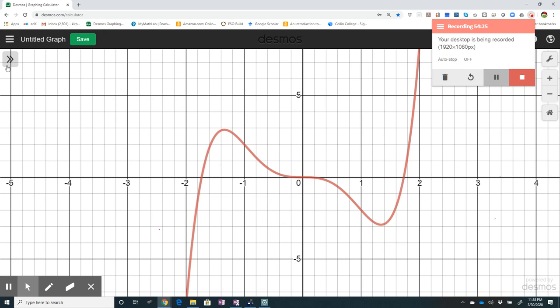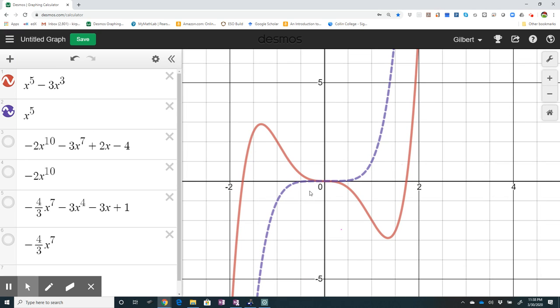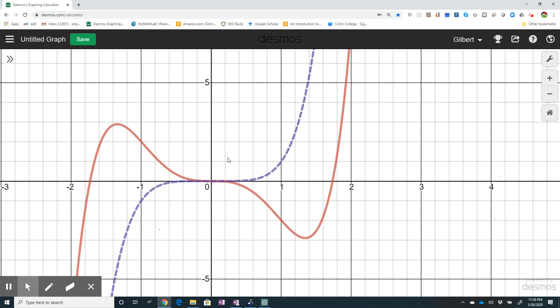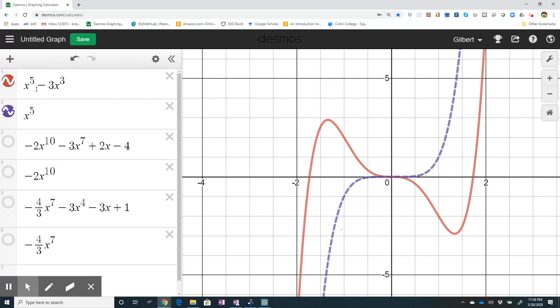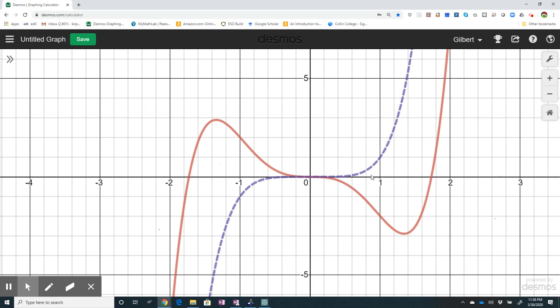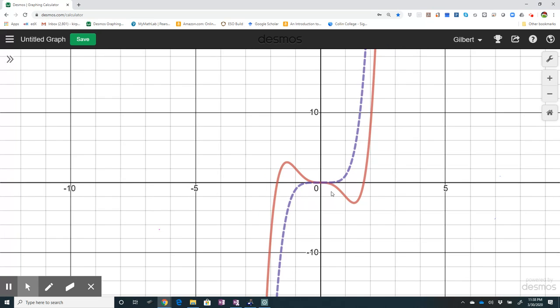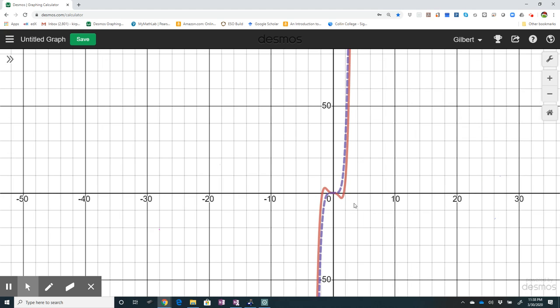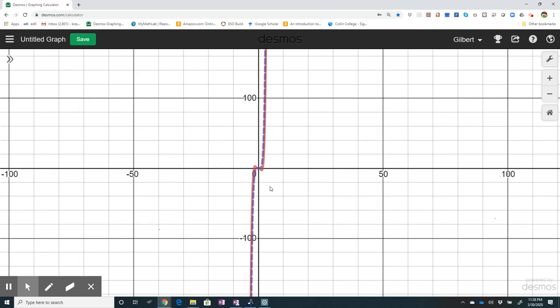Okay, sorry about that. So anyway, all that stuff is the local stuff, but if I zoom out, notice that locally the graph looks nothing like the leading term. The leading term is just x to the fifth, because the expression is x to the fifth minus 3x cubed. And so locally, they look nothing alike. But if I zoom out and just keep zooming out, notice that they start to resemble each other.